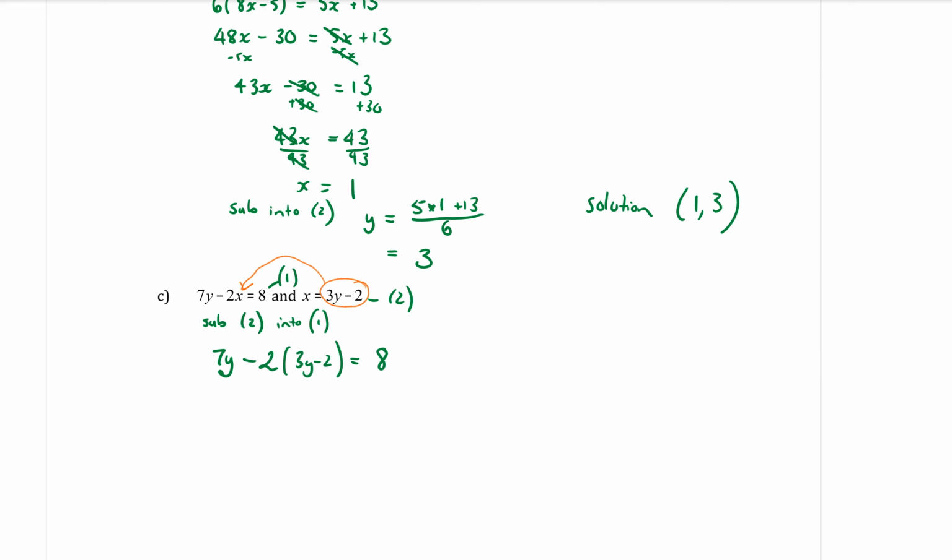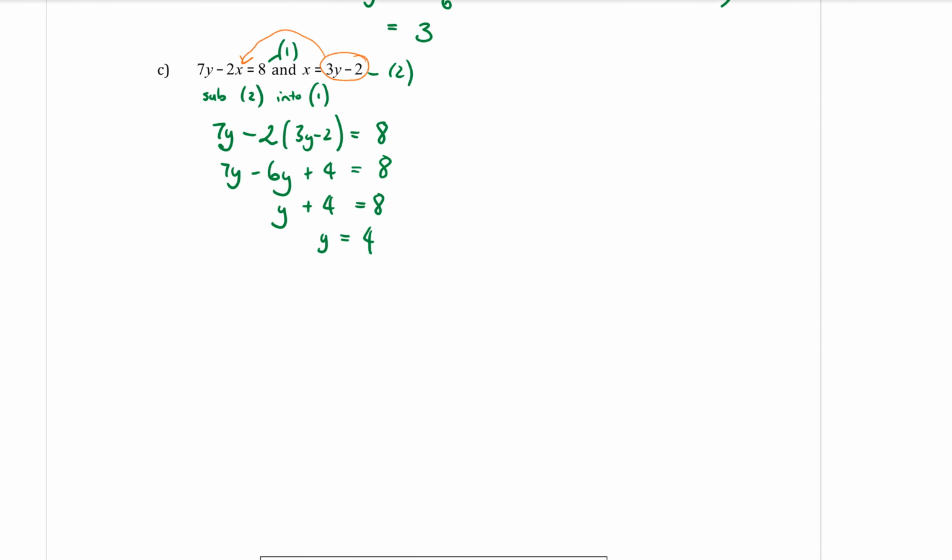So let's do that. 7y, expanding the minus 2. Minus 2 times 3 is minus 6y. Minus 2 times minus 2 makes a plus 4. Now I have two y terms right next to each other, so I'm going to collect them as like terms. 7 take away 6 is 1y, or just y, plus 4 equals 8. And subtract the 4 to get y equals 4.